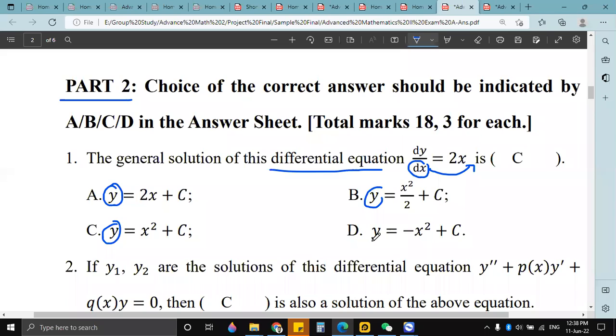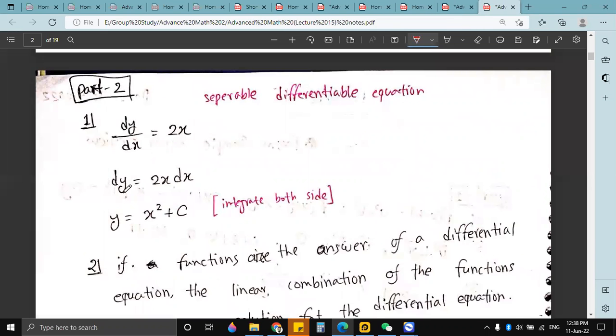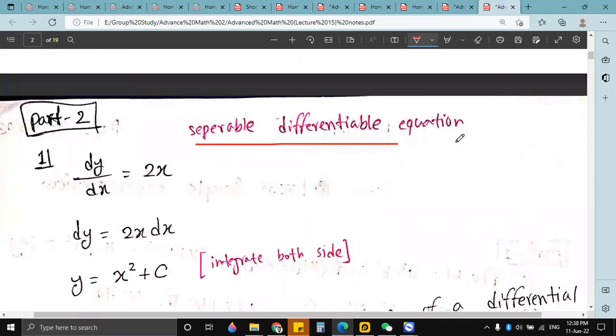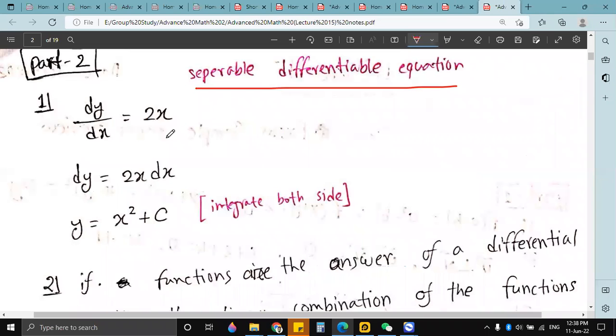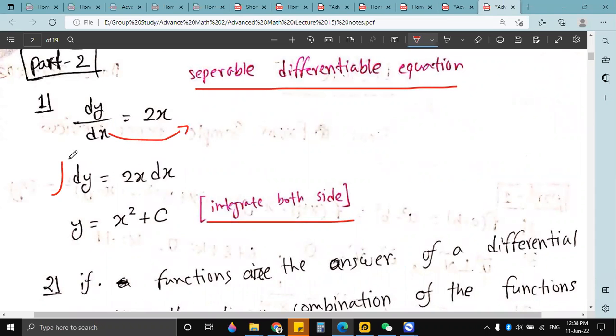So that's why we have to keep only dy on the left side, and we have to take this dx on the right side. As you see here, I have this separable differential equation. So we are taking dx on the right side, and then we are integrating both sides. Integration of dy, we have nothing, that means we have 1 here. The integration of 1 dy is y, and then integration of 2x dx is x squared plus c.